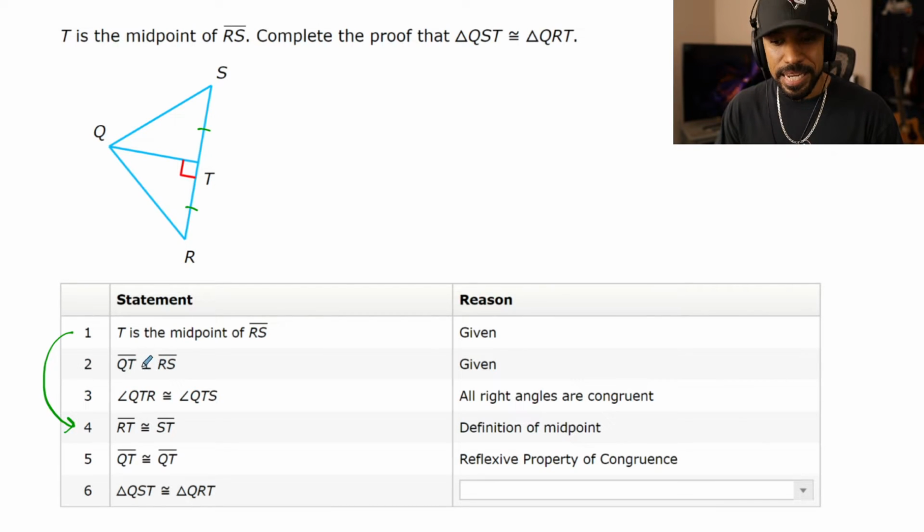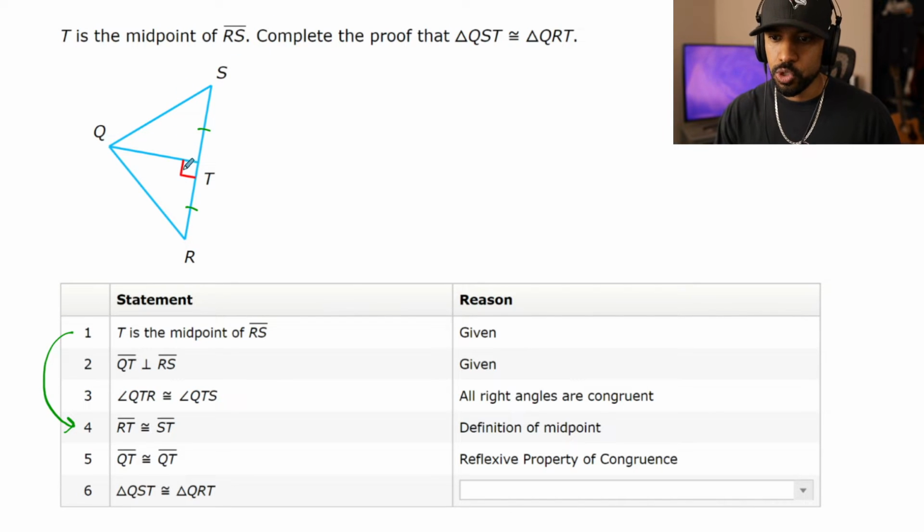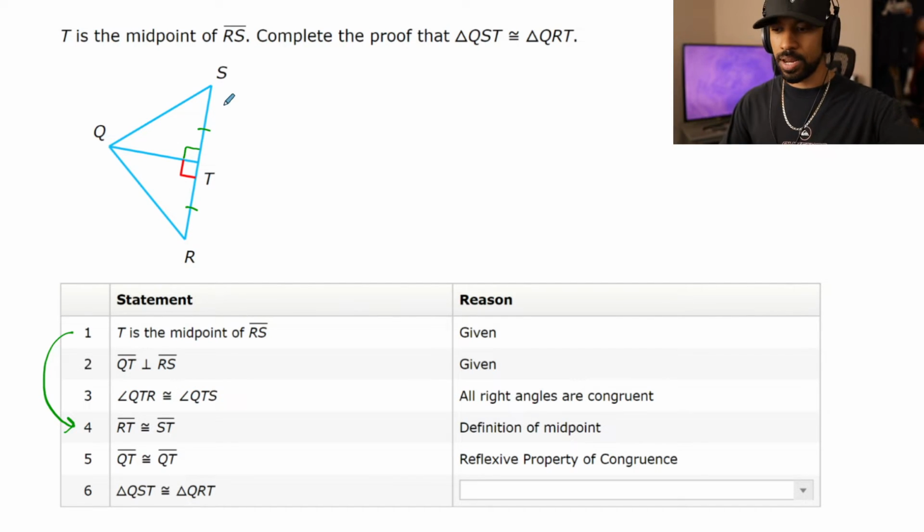Segment QT is perpendicular to segment RS, and they already drew the right angle symbol for us. That's nice. Now that's given, and because of that, that makes these two angles right here congruent. This angle with this angle. Remember, they're both right angles. They're both 90 degrees. Equal measures means congruent angles. All right angles are congruent. So therefore, boom, two congruent angles there.